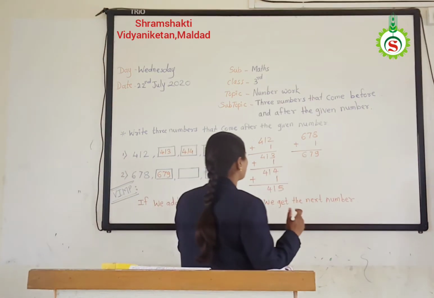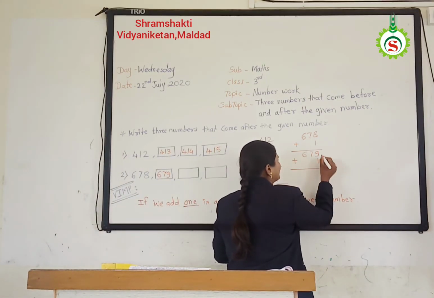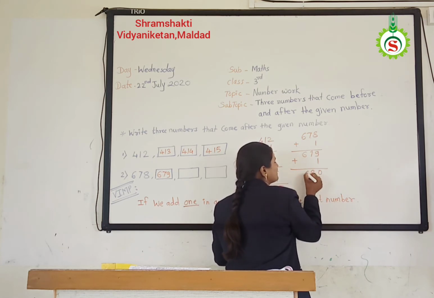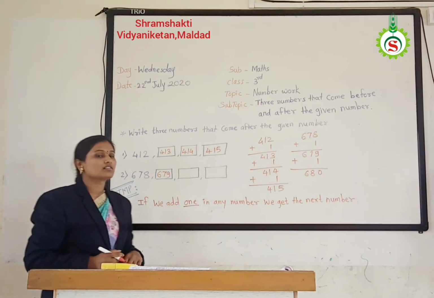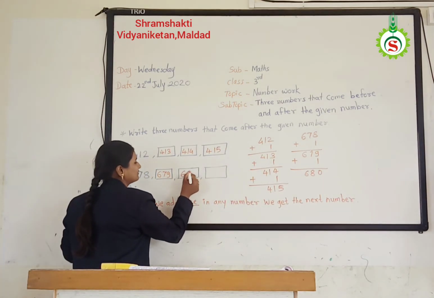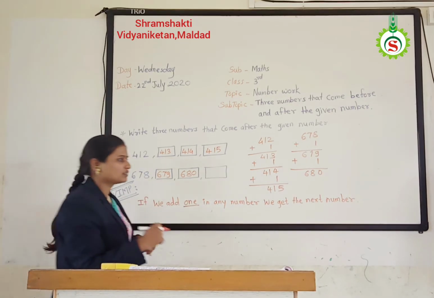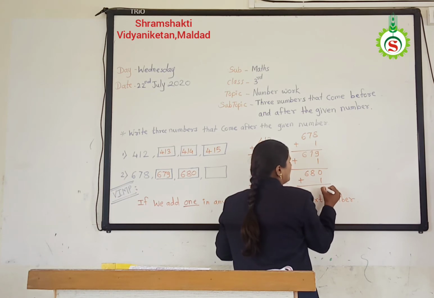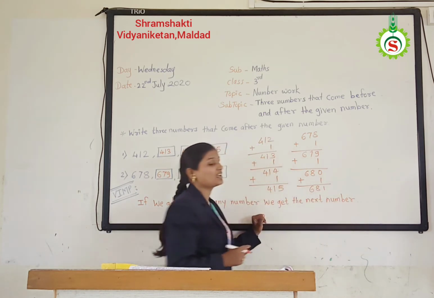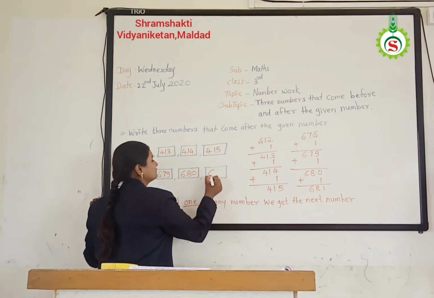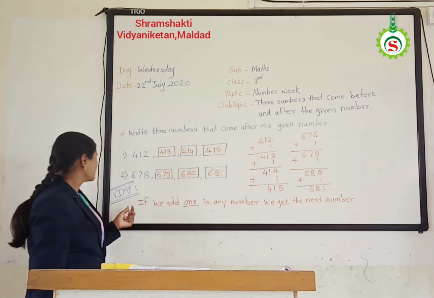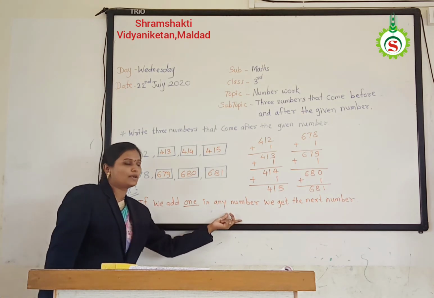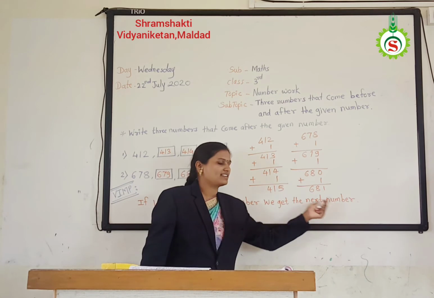We find the next number. 9 plus 1, 10. 1 plus 7, 8. 6. Which number do we get? 680. Again add 1. We find the next number. 0 plus 1, 1. 8. 6. Which number do we find? 681. Means, see, very important point: if we add 1 to any number, we get the next number.